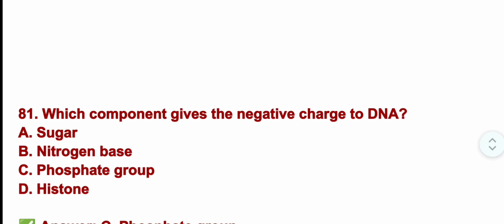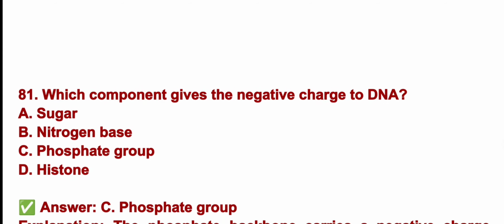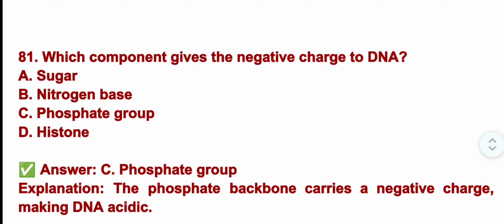Question number 81. Which component gives the negative charge to DNA? The correct option is option C, phosphate group. The phosphate group in the backbone carries a negative charge, making DNA acidic.